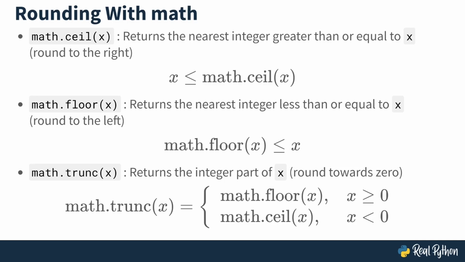Because trunc rounds towards 0, we can write trunc of x in terms of floor and ceiling, depending on whether x is greater or equal to 0 or whether it's negative. So if x is a positive number, a positive float, then trunc of x will be rounding to the left, and so that's equal to floor of x. But if x is negative, if we want to round towards 0, what we want to do is round to the right, and that's what ceiling of x does. So to clarify everything, let's just look at some examples.